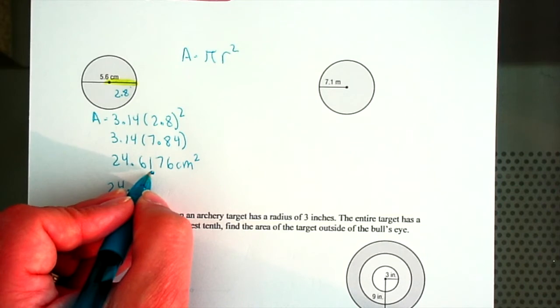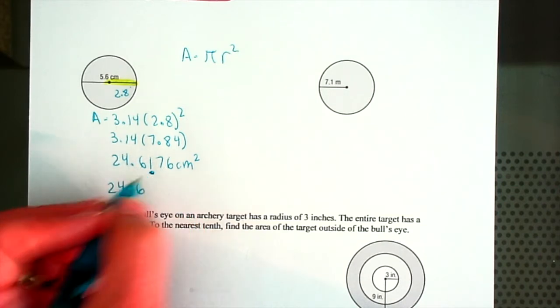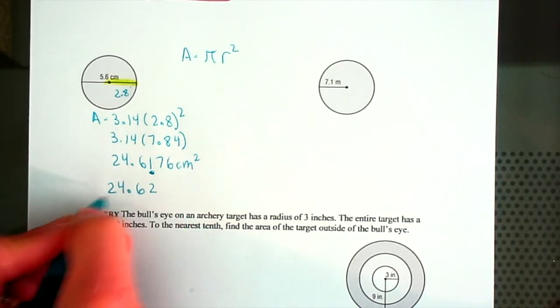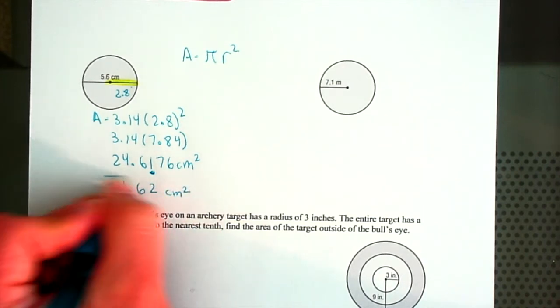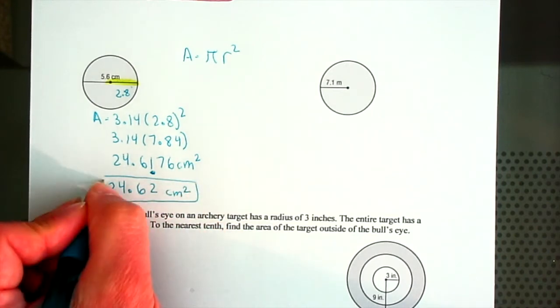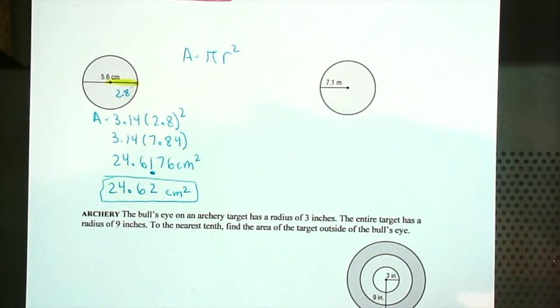Well, I look behind that 1, I see it's a 7. Since it's a 7, I need to round up. 24.62 centimeters squared. Now for the last one here.